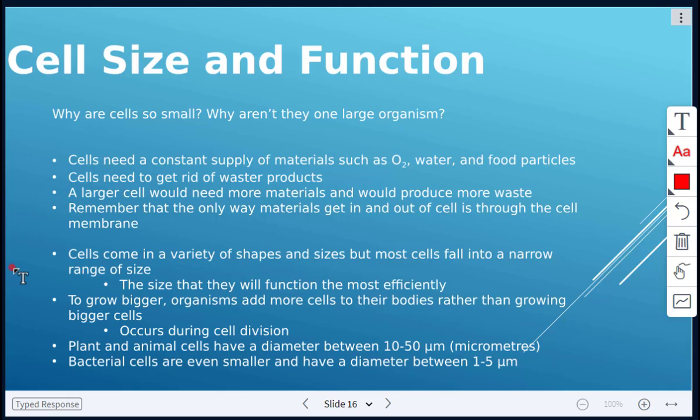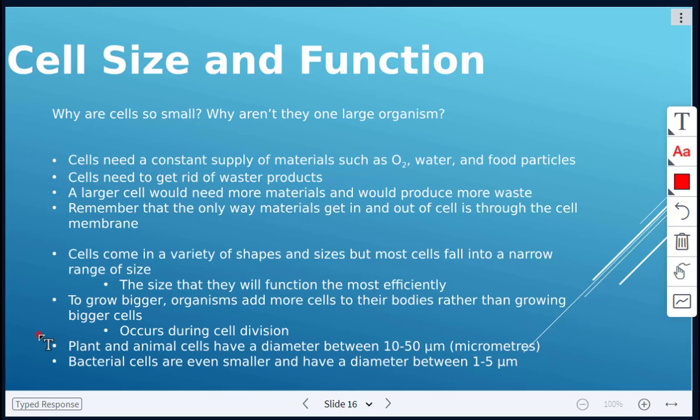So multicellular organisms, instead of becoming one large cell, we add on more cells. So cells come in a variety of shapes and sizes, but most cells fall into a narrow range of size. So that's the size that they're going to function the most efficiently. To grow bigger, organisms are going to add more cells to their bodies rather than growing bigger cells. Okay, and that occurs during cell division.